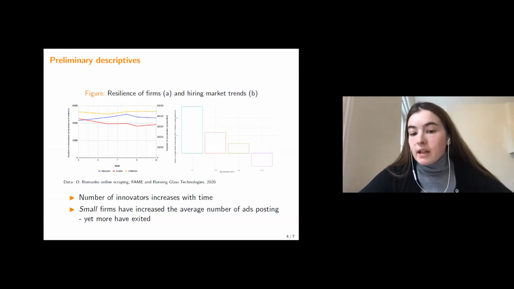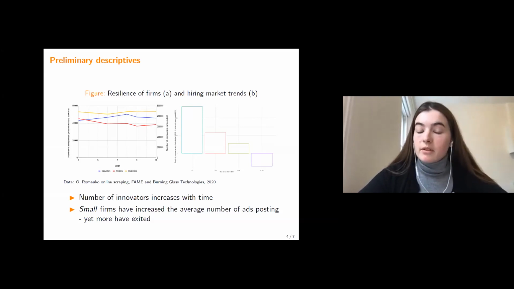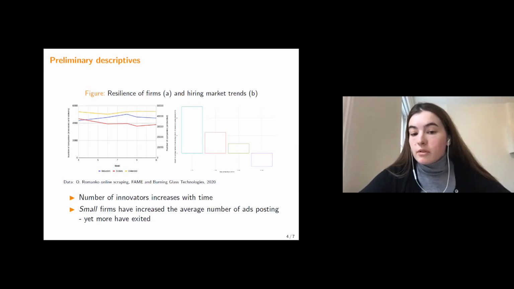Then on your right hand side, this is our first match of FAME and Burning Glass Technologies. Here we plot the change in number of ads since the beginning of the crisis relative to the 2019 period. We can see that the small firms seem to have increased on average the number of ads, whereas the very large firms have decreased this number of ads.